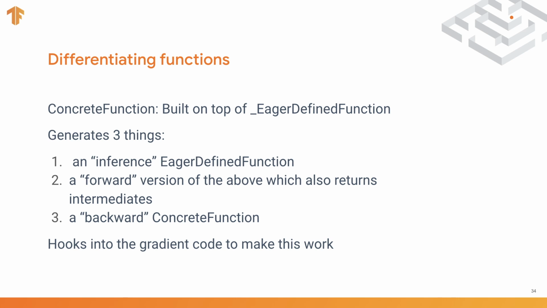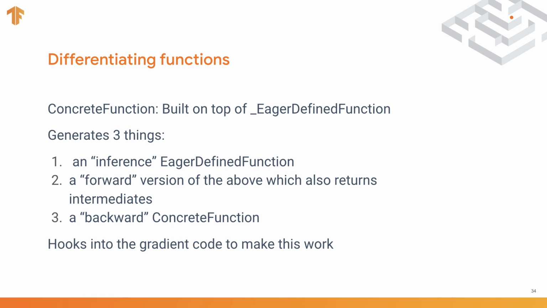But because we do reverse mode automatic differentiation in TensorFlow by default, to differentiate a function, we need to run a backwards version of it. And the backwards version might need to use intermediate values from the forward pass. So what we do is we generate a clone of your inference function that returns all the intermediate values that the gradient code is likely to need. And then we make another concrete function, which is the backward thing.